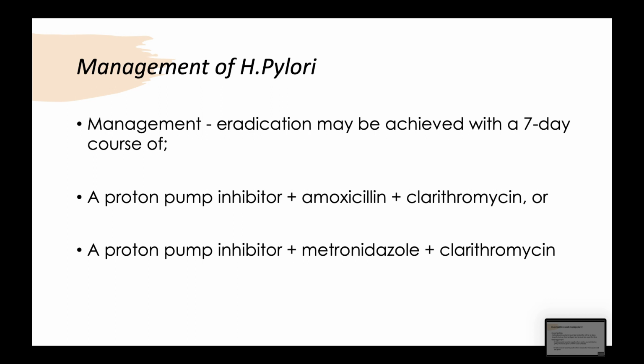So in terms of management, like I said, if it is negative, then you would consider using a PPI only. However, if it is positive, you want to use eradication therapy, which can mostly be achieved within a 7-day course. So this is a combination of proton pump inhibitor and amoxicillin and clarithromycin. As well as that, if they are, say, penicillin allergic, you can consider metronidazole instead of amoxicillin.